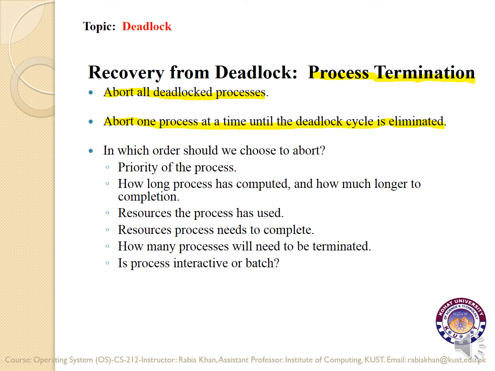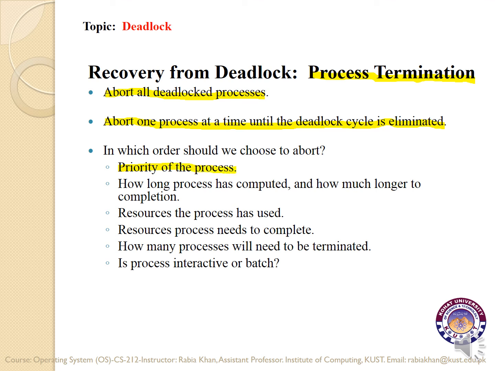But the question here is, if many processes are stuck in deadlock, which process should be selected first as a victim to be terminated? The selection of a process as a victim is normally done by different methods. The operating system has different options to choose a victim process, such as checking the priority of the process.